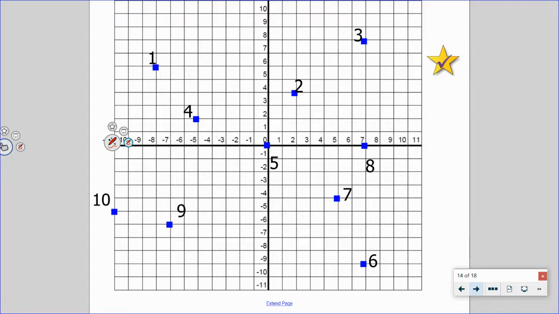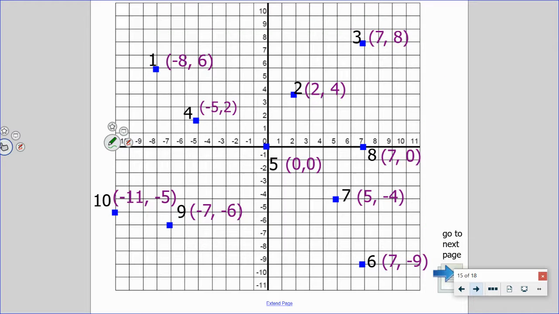All right, if you wish, go ahead and pause the video. I want you to write the ordered pairs for each number 1 all the way through, I think it goes through 10. And when you're ready, come on back and I'll check, you'll check. So here are the ordered pairs. 1 is (-8, 6), 2 is (2, 4), 3 is (7, 8). Why don't you go ahead and pause, check your answers. Come on back when you're ready.